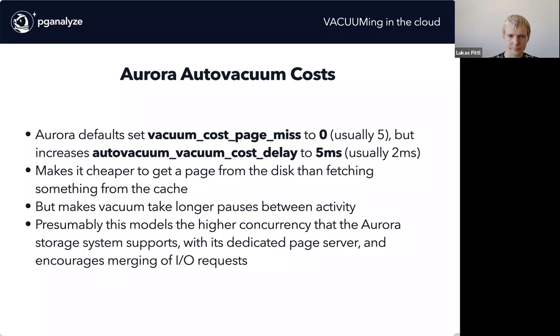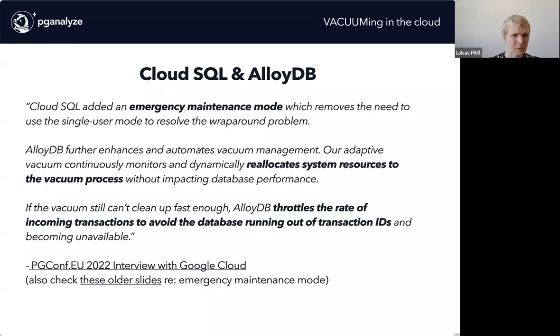So if you're looking at what vacuum is doing, just be aware of this aspect of the system. Now, Cloud SQL and AlloyDB: Google is generally good with documentation, but I couldn't find good documentation on what they're doing here, sadly. If anybody from Google listens to this at some point, please improve your documentation.